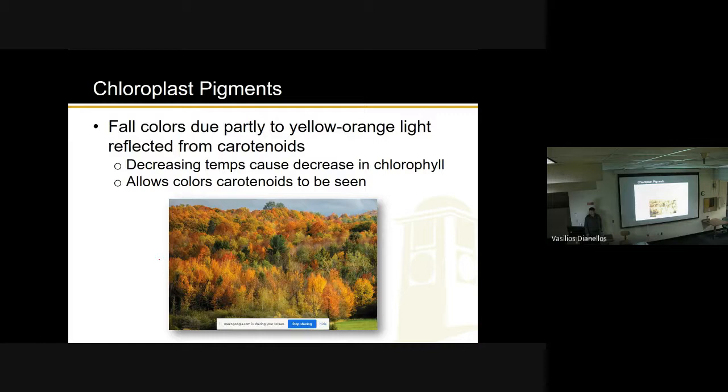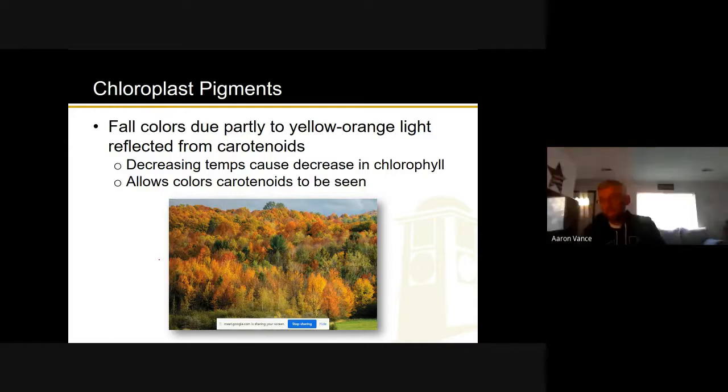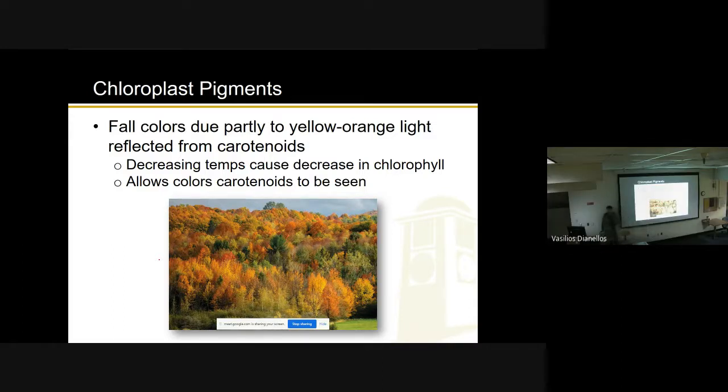All right. Fall colors. When you see that, it's mostly due to the carotenoids. Those fall colors are actually there all year. You just don't see them. What happens in the fall is that the chlorophyll starts going away. The carotenoids are left, and that's where we get our fall colors. Not important as far as the exam is concerned. Any questions about that slide?